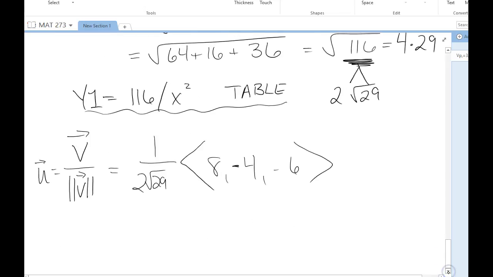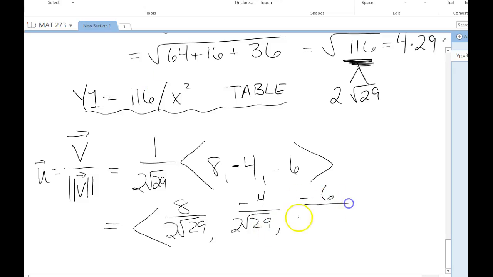And there's a reason I wanted to simplify that square root. All of my numbers, all my components in my vector are even numbers, and we were able to pull a 2 out of our square root, and there's going to be some simplifying that we can do. So I'm not going to do it on my first step, but we get 8 over 2 radical 29, negative 4 over 2 radical 29, negative 6 over 2 radical 29. And a lot of that stuff's going to simplify.